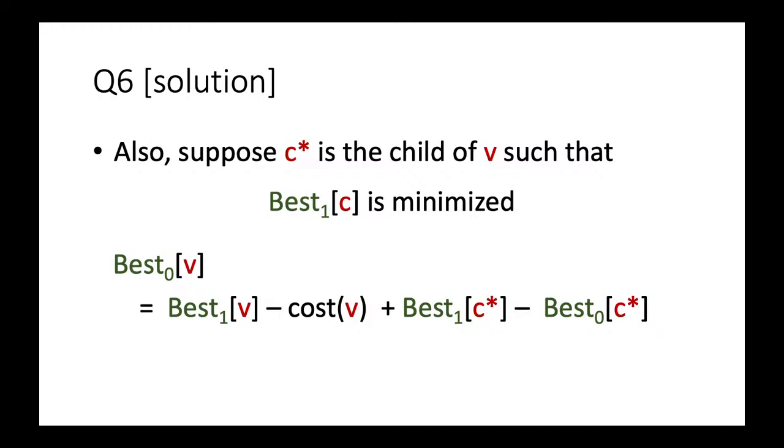So in such a case, we let C star be the child of V such that best 1 of C is minimized. Then we are going to use this child, make sure that it is opening a convenience store, and serve the node V. And then for all the remaining children of V, we don't care.